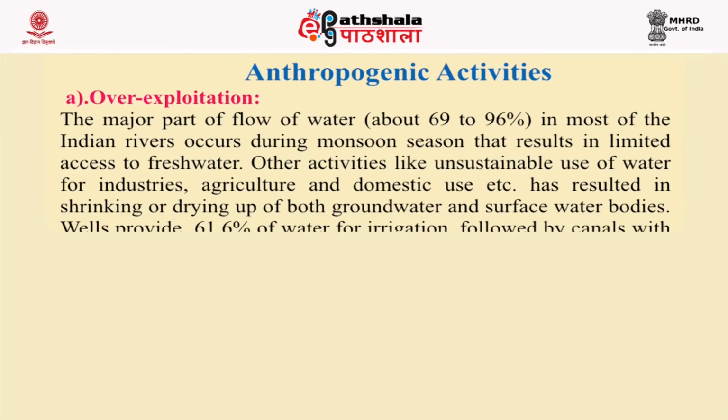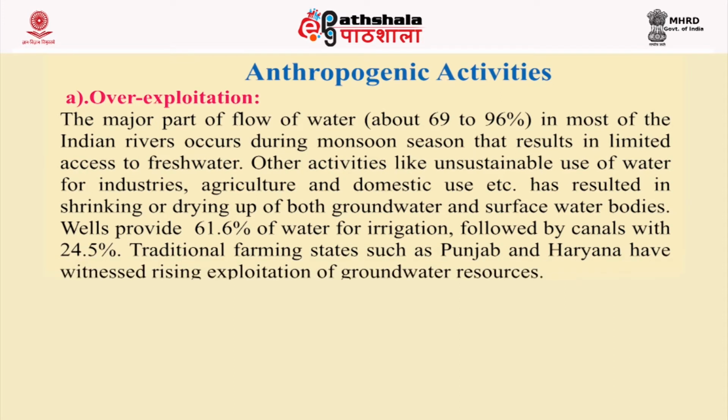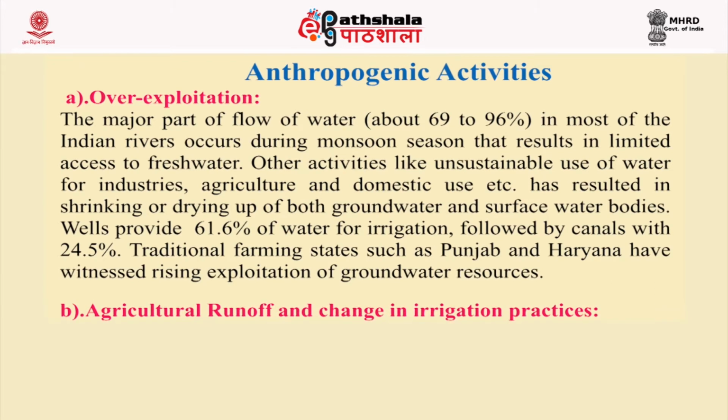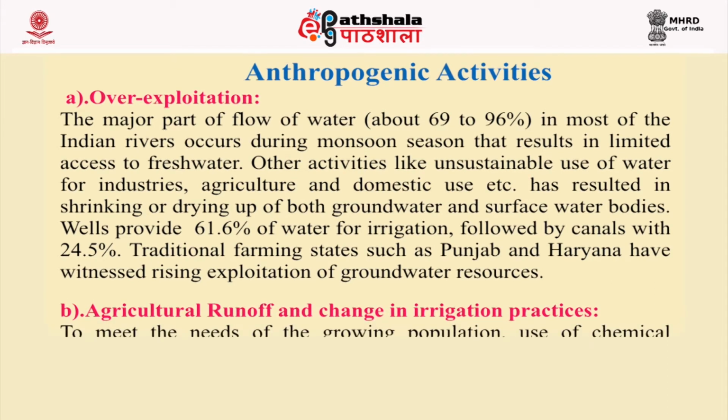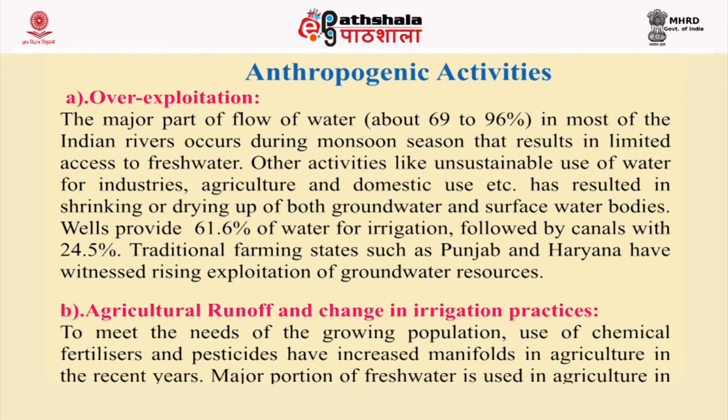Other activities like unsustainable use of water for industries, agriculture and domestic use has resulted in shrinking or drying up of both groundwater and surface water bodies. Wells provide 61.6% of water for irrigation, followed by canals with 24.5%. Traditional farming states such as Punjab and Haryana have witnessed rising exploitation of groundwater resources.